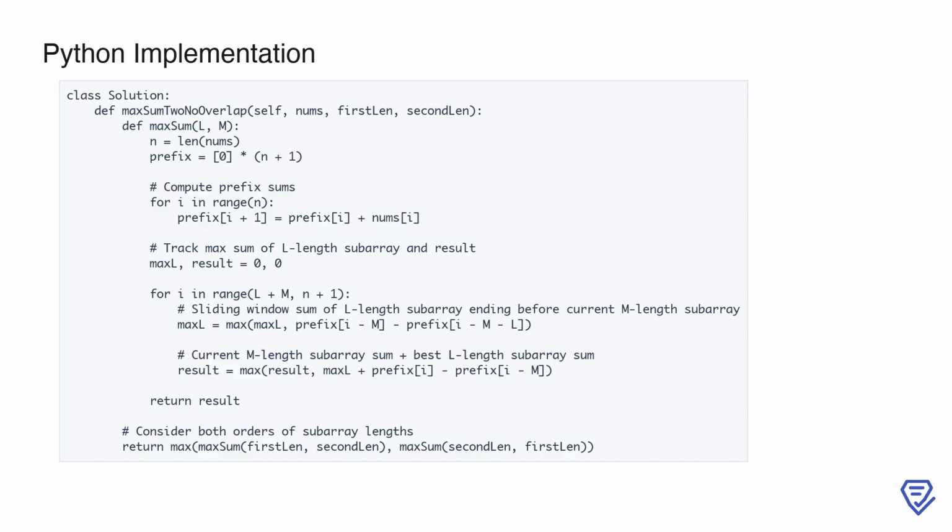For order handling, the method is called twice, once with firstLen as L and secondLen as M, and once with the order reversed. This accounts for both possible configurations of the subarrays. By leveraging prefix sums and sliding windows, the algorithm achieves O(n) time complexity. This ensures efficiency even for larger inputs, such as arrays with lengths up to 10 to the power of 4.